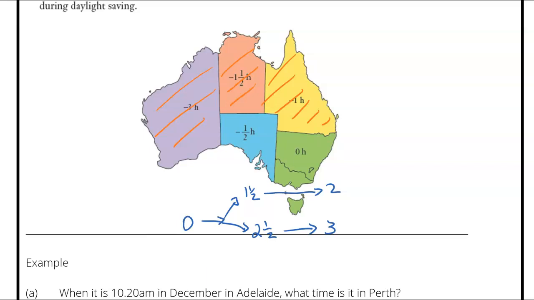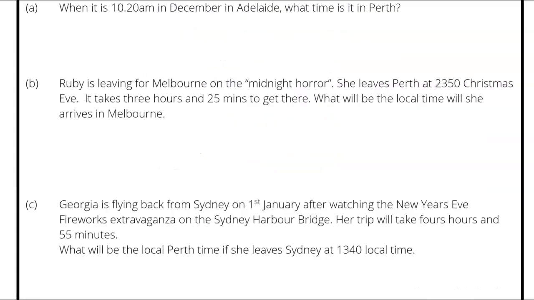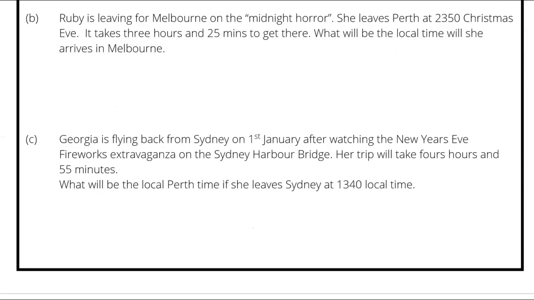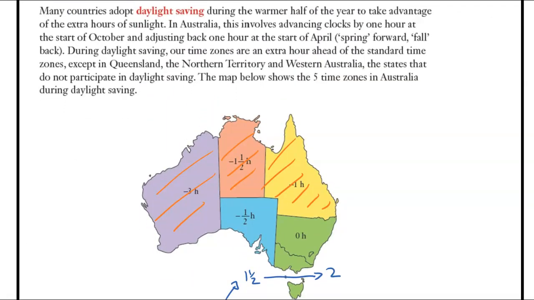And so it makes it really tricky. So you've got to know what state you're in, whether it has daylight saving or not, if it's during daylight saving time, and then you can decide the difference in time. So all of these questions assume daylight saving time, which usually starts end of October or thereabouts and finishes in April or thereabouts.